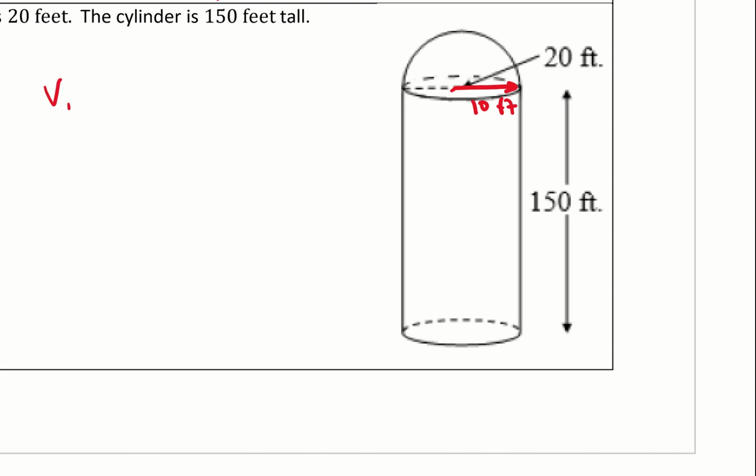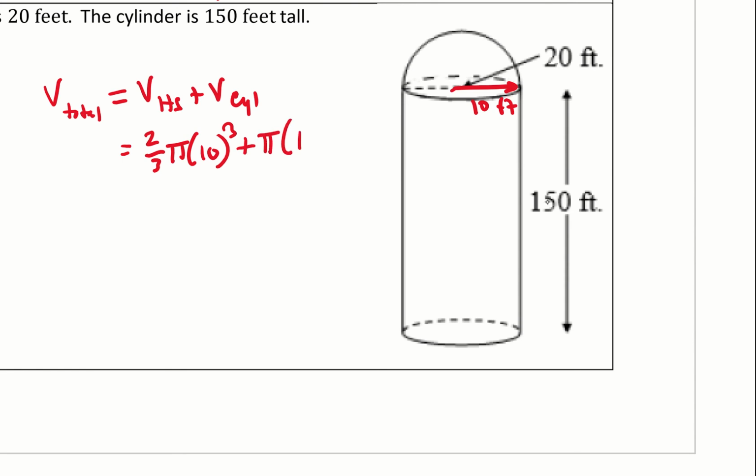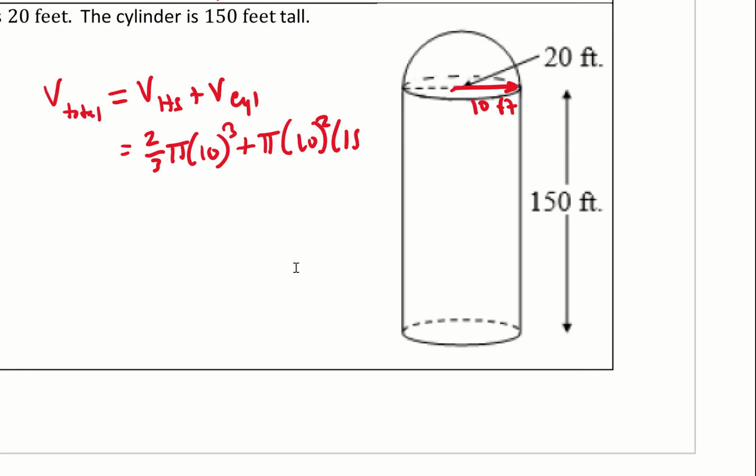All right, so the total volume, or the net volume, is the volume of the hemisphere plus the volume of the cylinder. The hemisphere is 2/3 pi times radius cubed, plus the cylinder is pi times radius squared. Oops, not that squared. The radius is 10 times the height. Okay, so we'll go ahead and multiply those together.